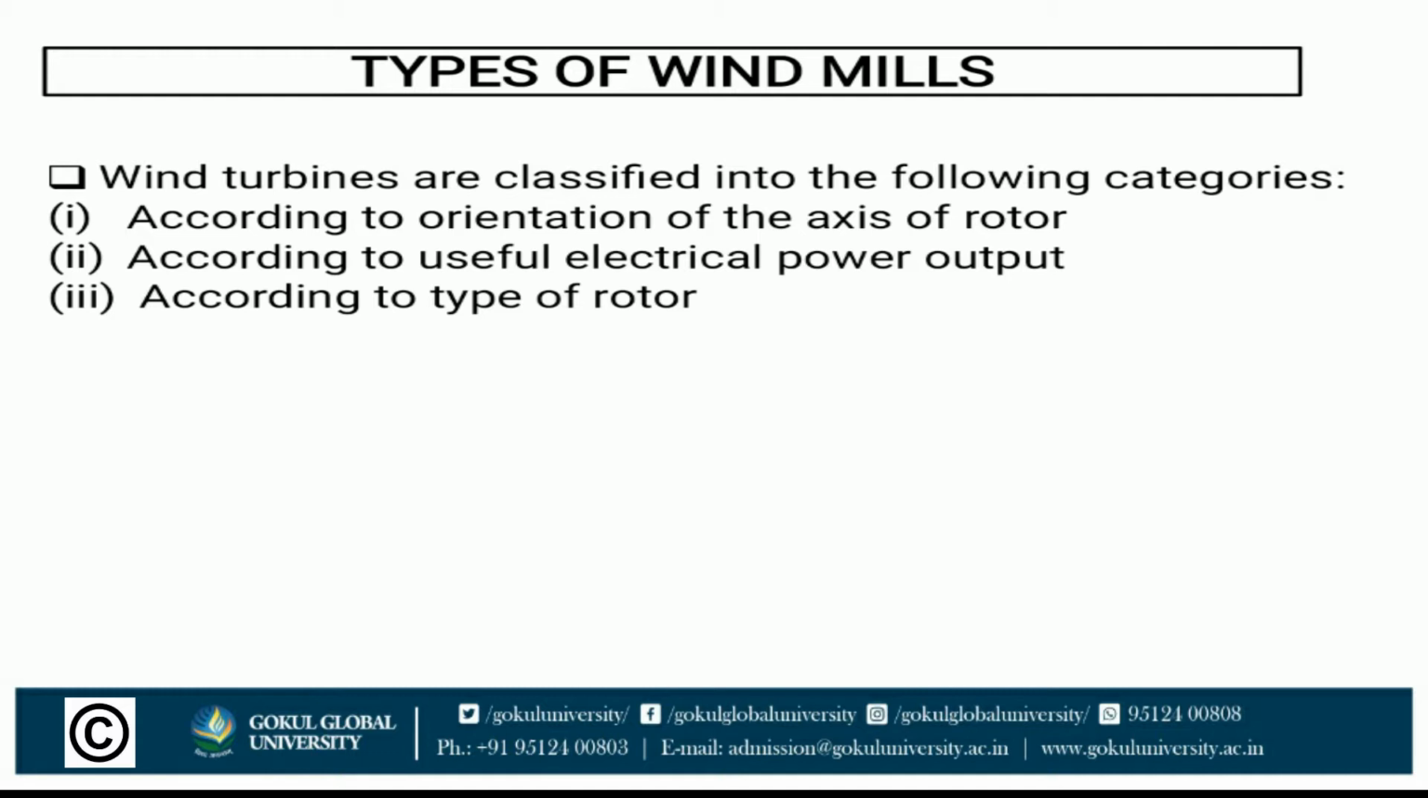Types of windmills. Wind turbines are classified into the following categories. First one, according to orientation of the axis of rotor. Horizontal axis: when the axis of rotation is parallel to the airstream, means horizontal, the turbine is said to be a horizontal axis wind turbine, HAWT. Vertical axis: when the axis of rotation is perpendicular to the airstream, means vertical, the turbine is said to be a vertical axis wind turbine, VAWT.